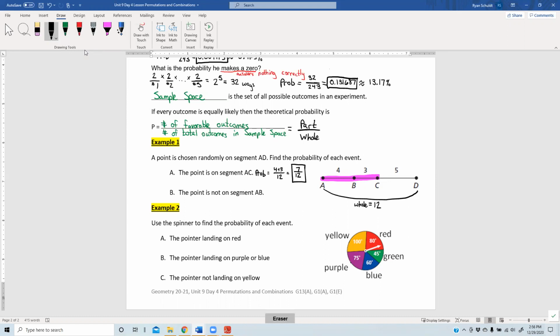Okay, B says we want the probability the point is not on AB. So I do not want AB. Well, that probability, I don't want AB, so I'm just left with 3 plus 5 over 12, which is 8 over 12. I need to always try to reduce this. This reduces to 2/3.